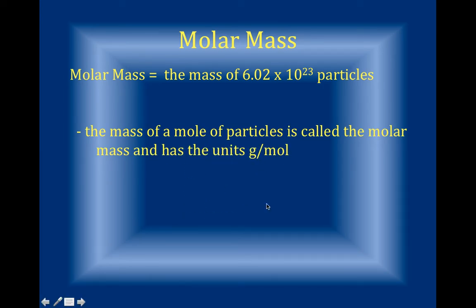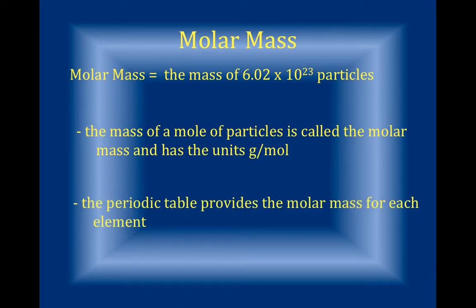Now, here's a magic moment. The g, that's the abbreviation for grams, and look at the amazing abbreviation for moles. You no longer have to write the e at the end of it. mol, lowercase. So molar masses will always have the units grams per mole. And as I've said, the periodic table gives you the molar mass for each element.